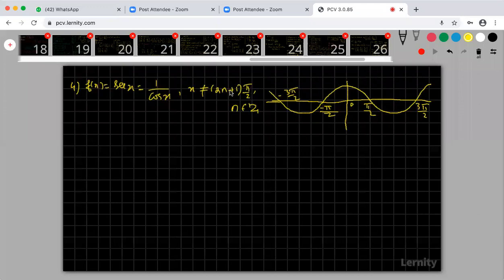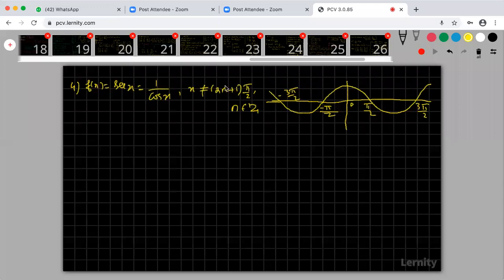If n is equal to 0, that is pi by 2. So that is plus or minus pi by 2. If you take n is equal to minus 1, you will get minus pi by 2. For those values of x, cos x is 0. If cos x is 0, then 1 by 0 is undefined, infinity. Therefore, your secant x is undefined.